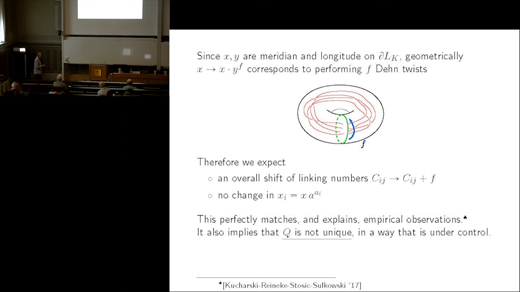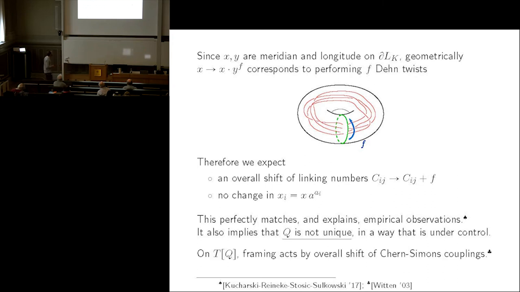And it also implies, indeed, that the quiver is not unique, that there's a different quiver, at least for each choice of framing. It's also interesting to note that this shift in the linking matrix, from the viewpoint of 3D N=2 physics on T of Q, is an overall shift of Chern-Simons couplings. And, well, if you're familiar with this work of Witten, this is the T-action on abelian gauge theories in three dimensions with Chern-Simons couplings.